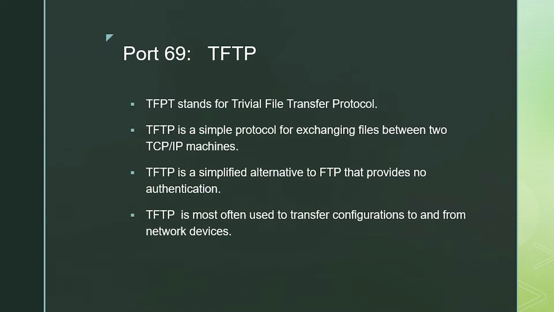Port 69. Port 69 is used for TFTP. TFTP stands for Trivial File Transfer Protocol. TFTP is a simple protocol for exchanging files between two TCP/IP machines. TFTP is a simplified alternative to FTP that provides no authentication. TFTP is most often used to transfer configurations to and from network devices. Remember, TFTP uses port 69.